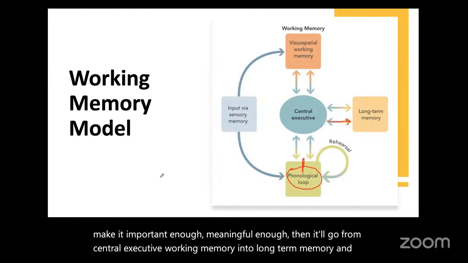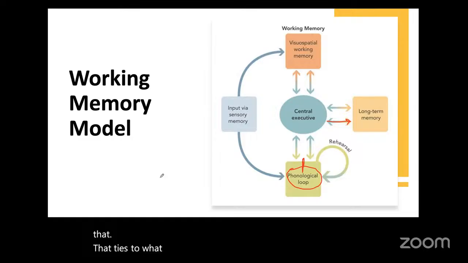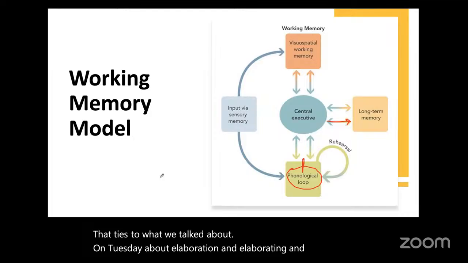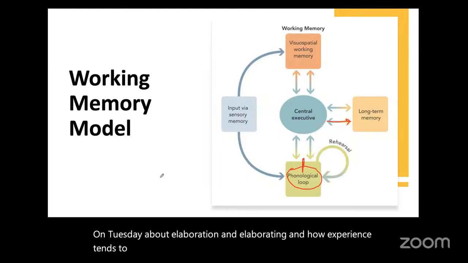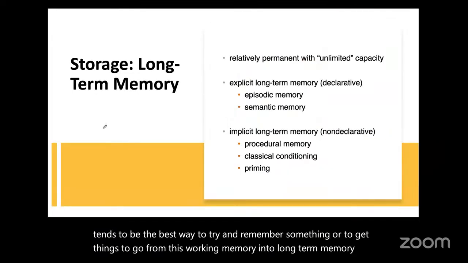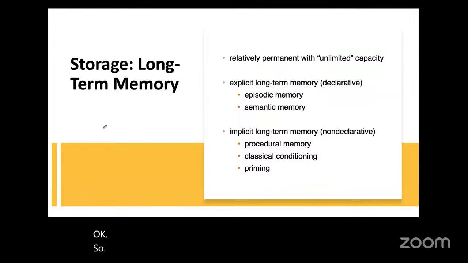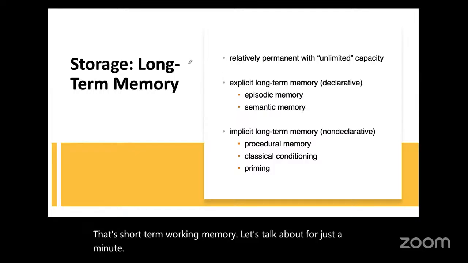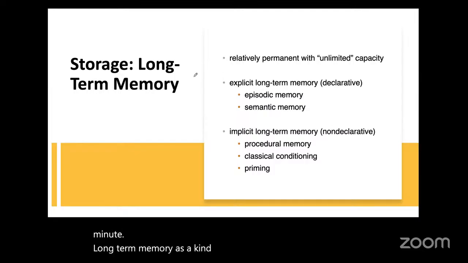And that ties to what we talked about on Tuesday about elaboration and how experience tends to be the best way to try and remember something, or to get things to go from this working memory into long-term memory. Okay. So that's short-term working memory. Let's talk for just a minute about long-term memory as a kind of concluding part to this.